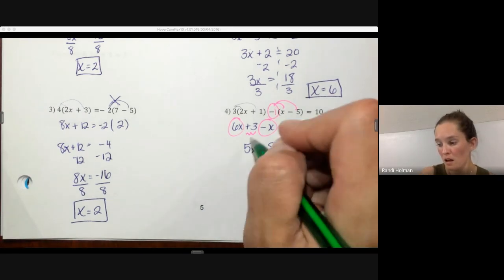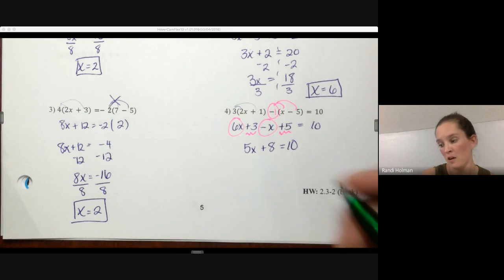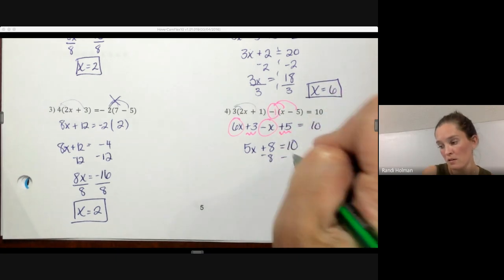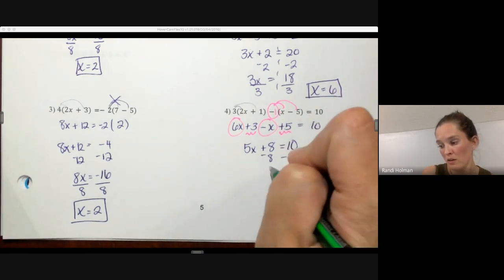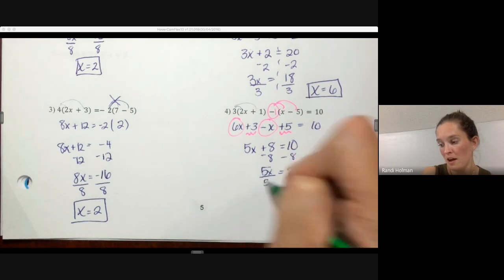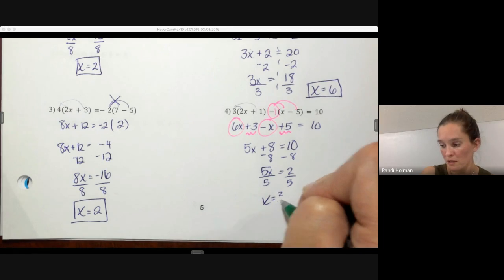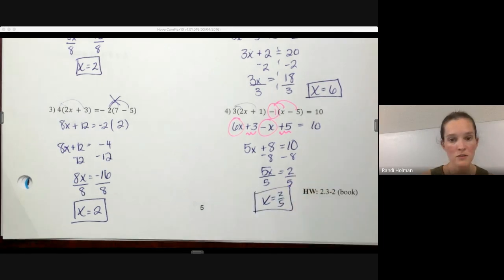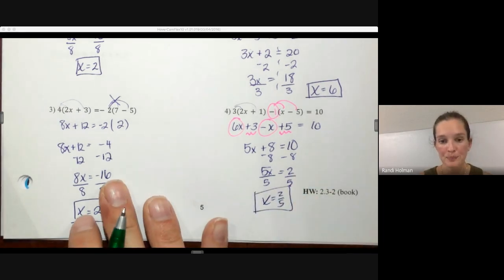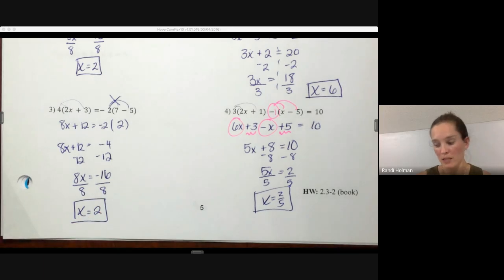Now it's time to solve. We're trying to get that x by itself. Subtract 8 first. We get 2 equals 5x. Divide by 5. X equals 2/5. And again, 2/5, perfectly acceptable answer. So once again, if you wanted to, you could plug that 2/5 back in. Be a great way to check your answer.